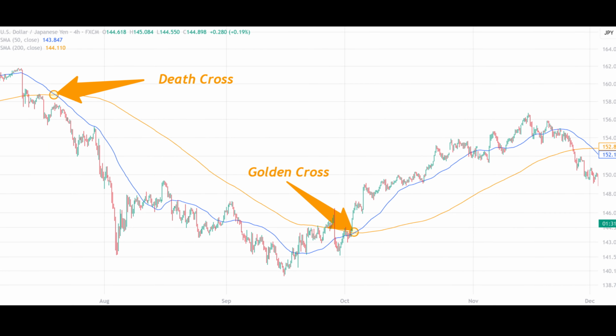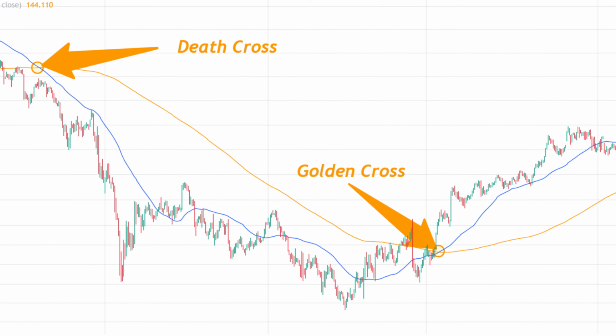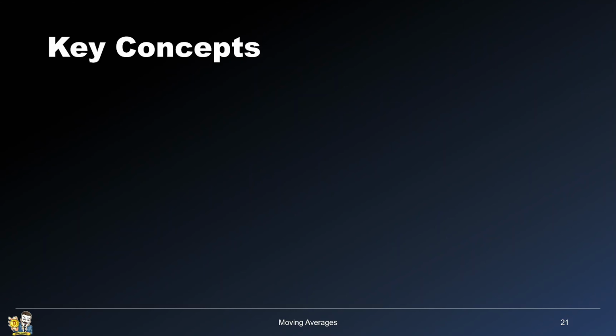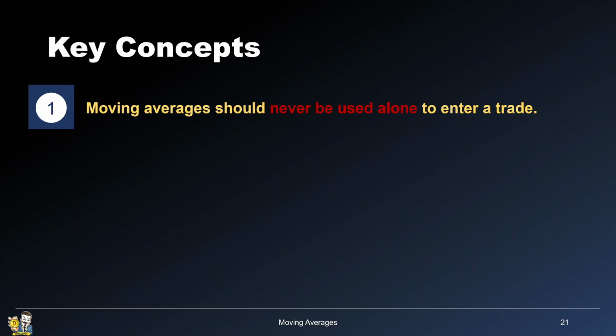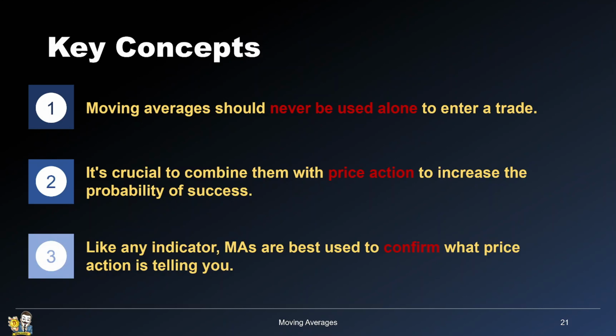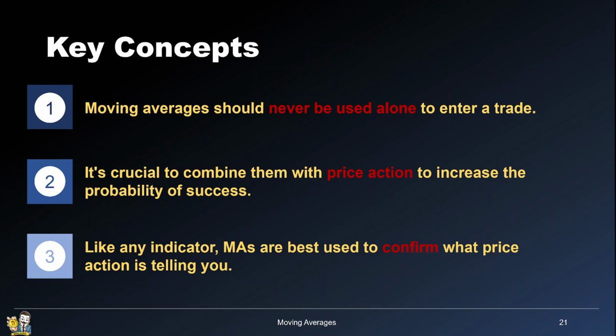For example, here we have a Death Cross, and here a Golden Cross. We use the 50 and 200 SMA to get these signals. But before diving into charts, you need to keep a few key concepts in mind. Moving averages should never be used alone to enter a trade. It's crucial to combine them with price action to increase the probability of success. Like any indicator, moving averages are best used to confirm what price action is already telling you.